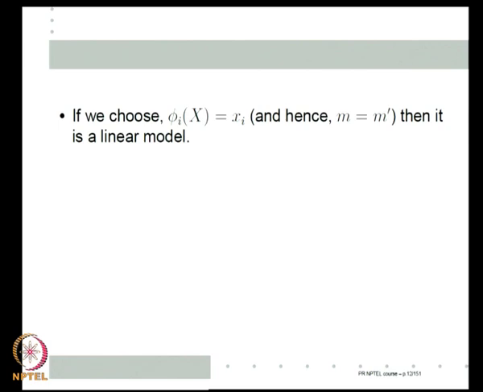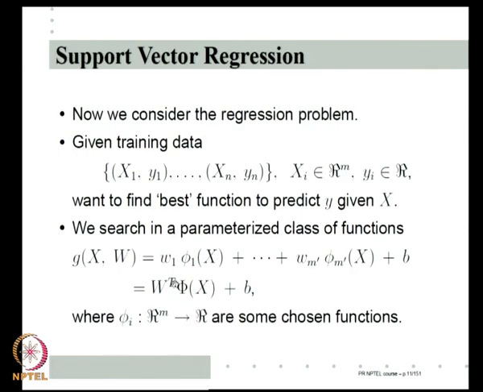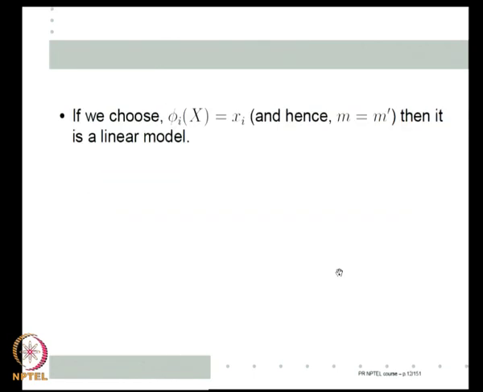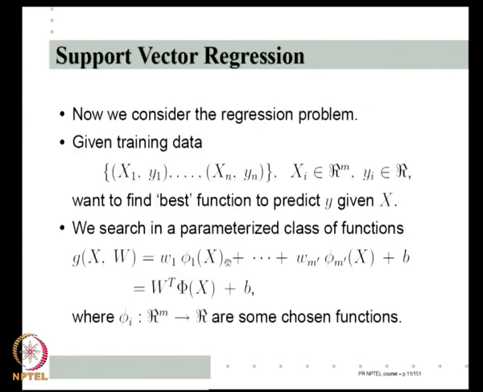Now, essentially if phi i x is equal to x i, that will give me w 1 x 1 plus w 2 x 2 and so on, which will mean m prime is equal to m, then it is a linear model. That is simply w transpose x plus b, right.